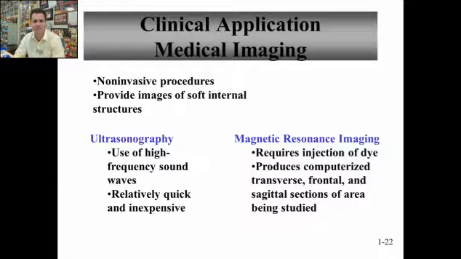Various non-invasive procedures or uses of medical imaging. These are non-invasive, so you don't have to cut. These are always ideal. Surgery is always the last option. You get soft internal structures. So ultrasound basically uses high-frequency sound waves. It's very quick and inexpensive. And within a few years, it already exists.